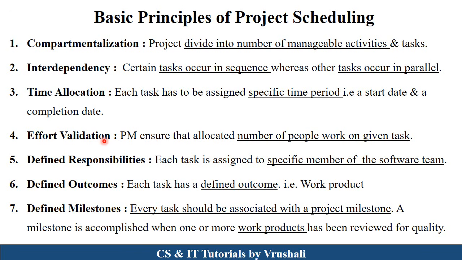The next one is effort validation. So basically the project manager allocates the number of people for performing a particular task in a particular team. Then define responsibilities. So every software team has particular responsibilities according to the phase of the software development lifecycle. Then define outcome. See, every phase has a particular outcome.